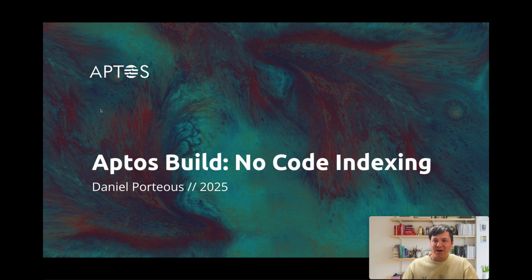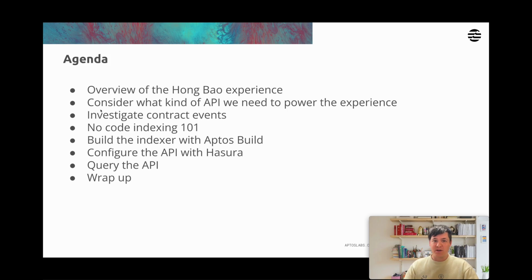Today I'm going to be talking about the new no-code indexing feature in App.build. This is a product that lets you create indexing for App.dos contracts without having to write any code or run any infrastructure. So this is going to be a rather long talk.